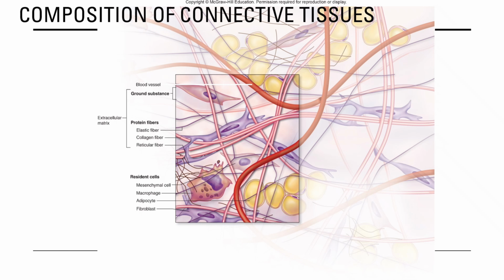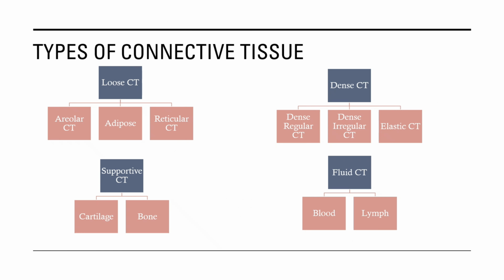All connective tissues contain three elements: a non-cellular ground substance, also referred to as matrix, a set of protein fibers running through that ground substance, and resident cells to maintain the fibers and ground substance. Once we understand that all connective tissues have resident cells, ground substance, and protein fibers, we can understand how connective tissues are organized.